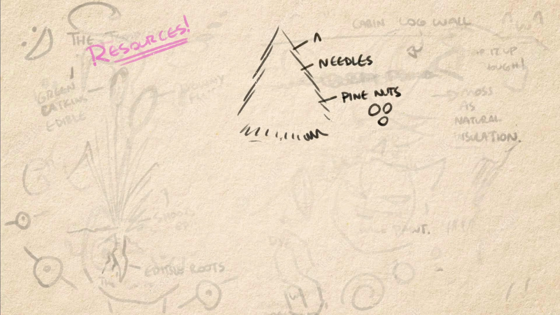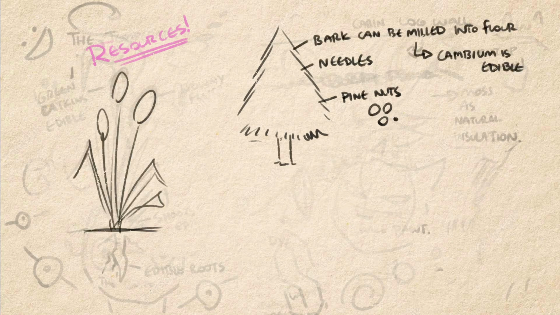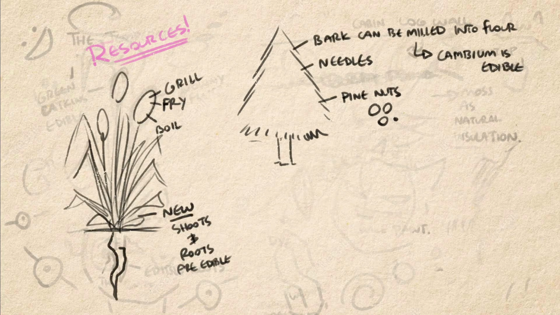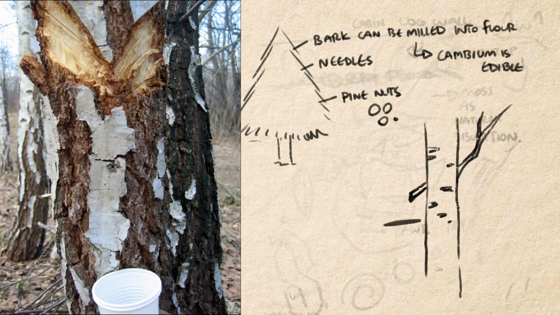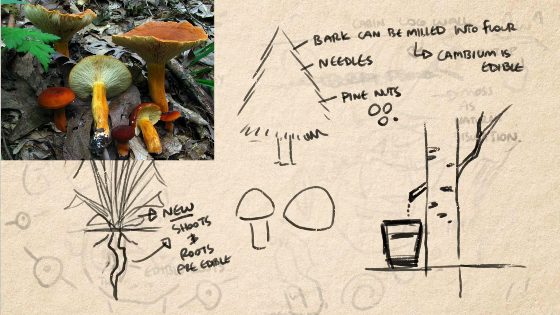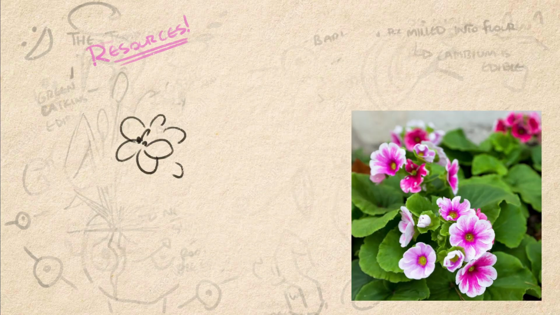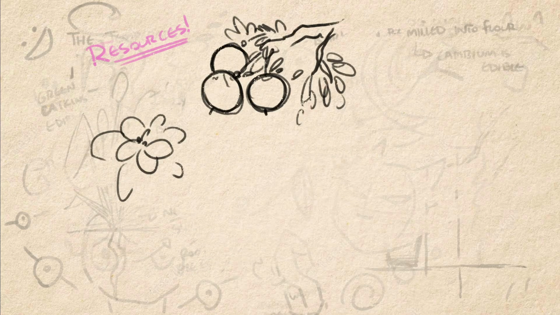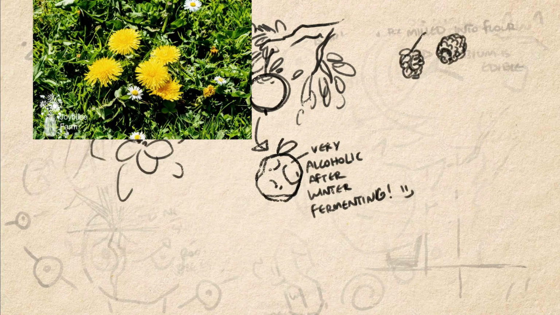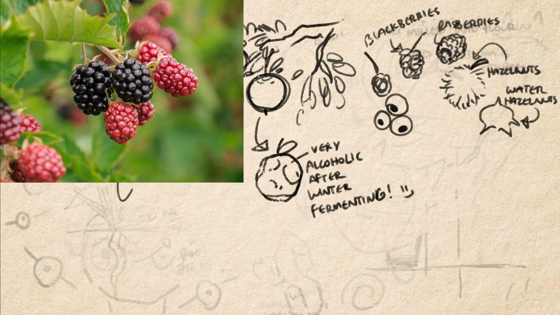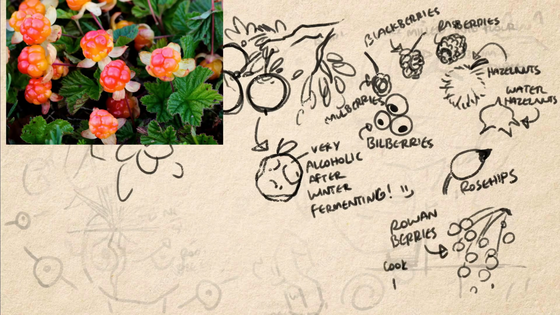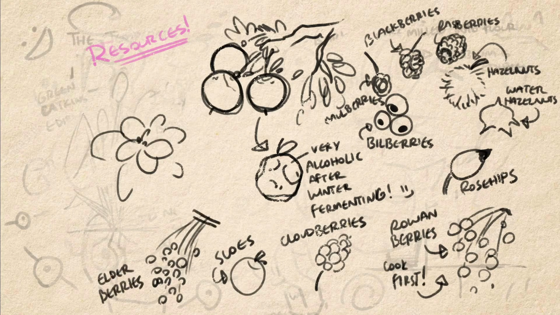Every single part of the pine tree is edible. Cattail roots, green catkins, new shoots, and pollen are all edible. Birch sap makes a good syrup and a beer. So many mushrooms are edible, and so many can kill you. Primrose leaves make good salad greens. Crab apples make excellent fermented winter food. Blackberries, rose hips, bilberries, and rowan berries are all excellent sources of food, but rowan berries are poisonous if raw.